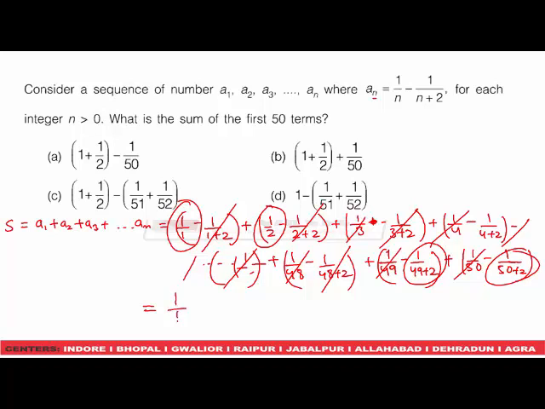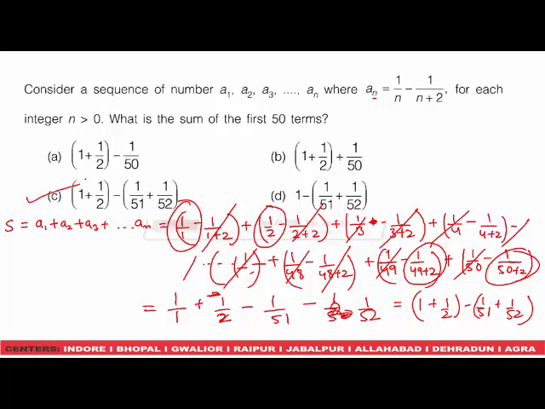So this is 1 by 1 plus 1 by 2. This is minus 1 by 49 plus 2, that is 51, and this is minus 1 by 52. So the correct answer would be 1 plus half minus 1 by 51 minus 1 by 52. So 1 plus half, taking this both minus common, plus 1 by 52. So the correct answer would be C option.